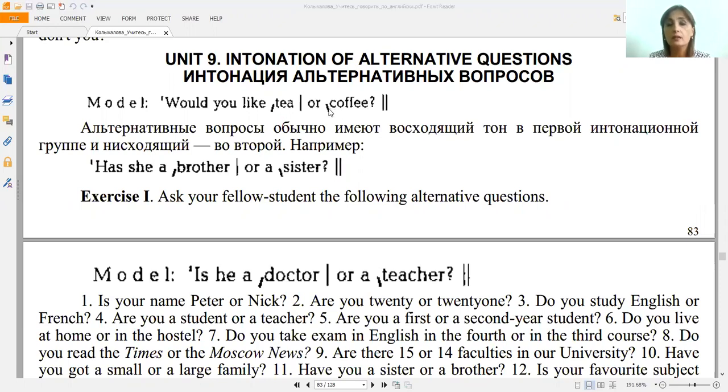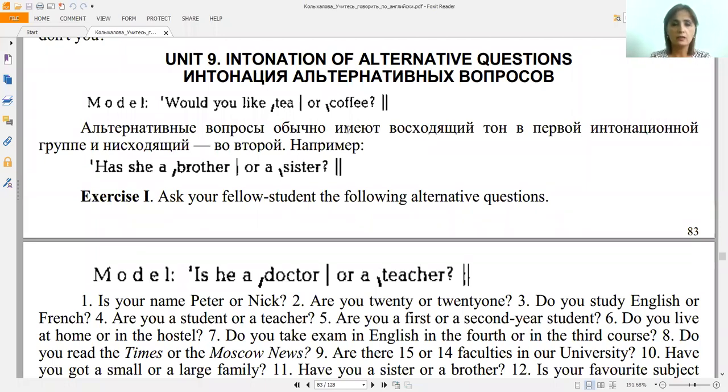So that is why it is pronounced with a low falling nuclear tone, because this is the stress mark of a low falling intonation, you know. So, would you like tea or coffee? Low rise plus low fall. This is the sequence of tones in an alternative question.